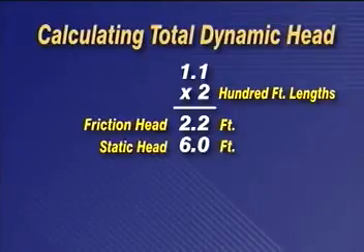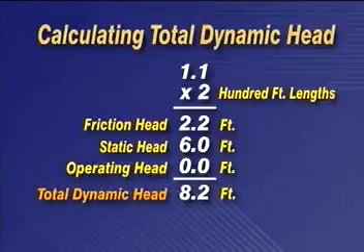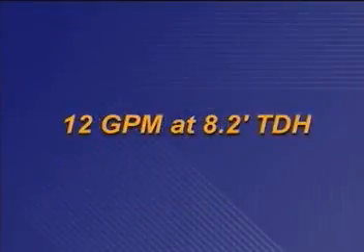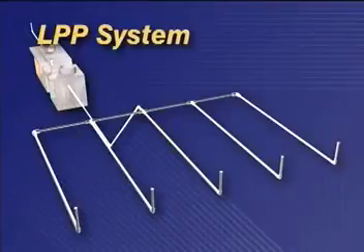Now, adding the static head of 6 feet to the 2.2 feet friction head and 0 for the operating head, because this is an enhanced flow step system, we have 8.2 feet of total dynamic head. Once we have the total dynamic head and the gallons per minute required, we can size the pump. In this example, we've determined that we need a pump with a capacity of 12 gallons per minute at 8.2 feet total dynamic head.